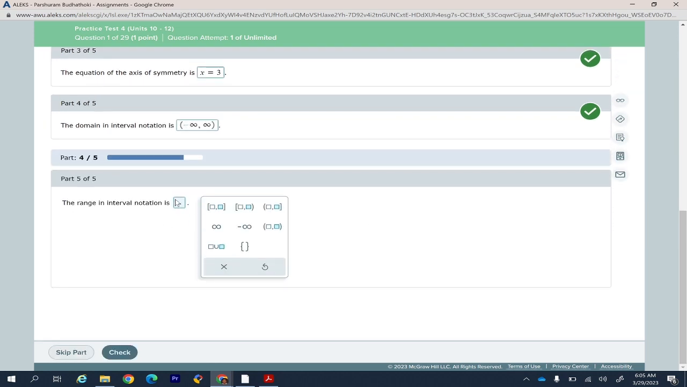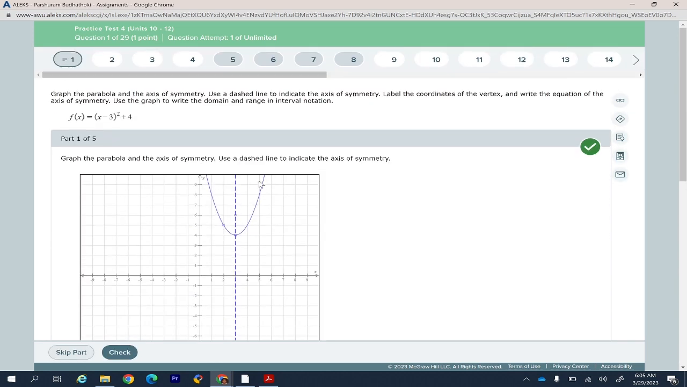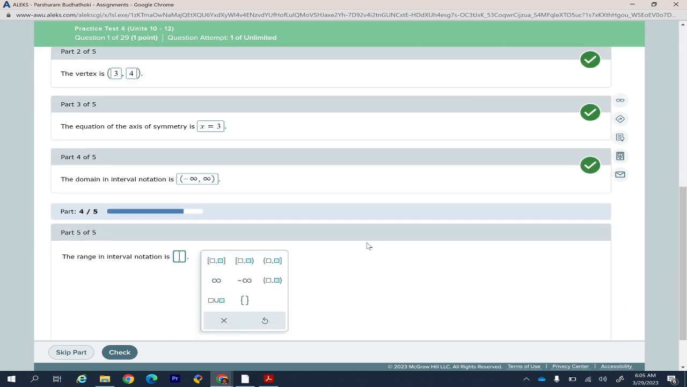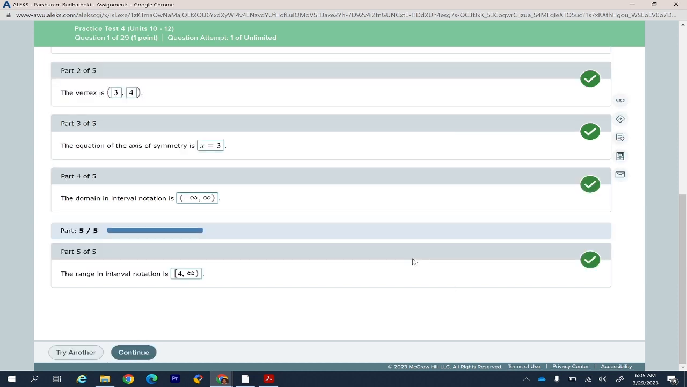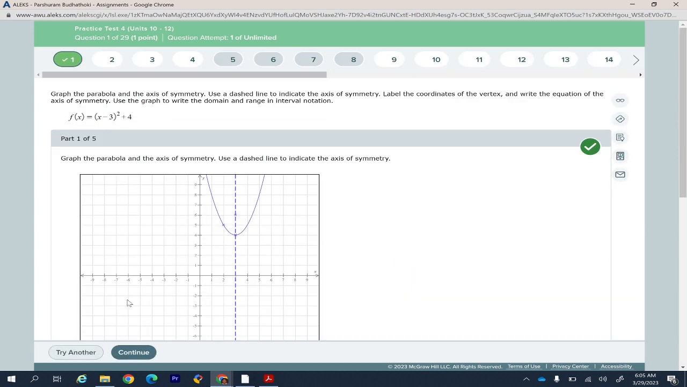And finally the range is the y value. It starts at the vertex because it's concave up. So from 4, you see here the y value is 4, it's going up, and there is no boundary for the upper value. So it's from 4 to infinity. A closed bracket for the 4 because 4 is included, and then an open bracket for the infinity. So that's question number 1.